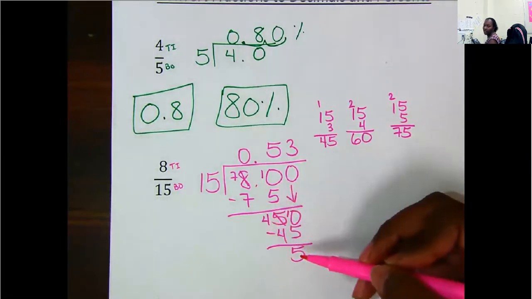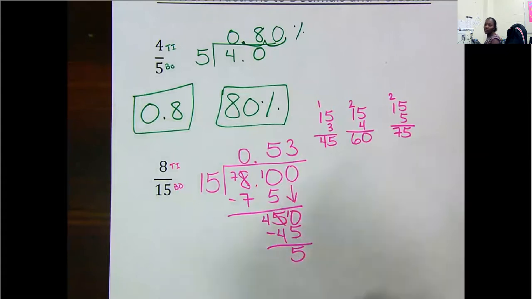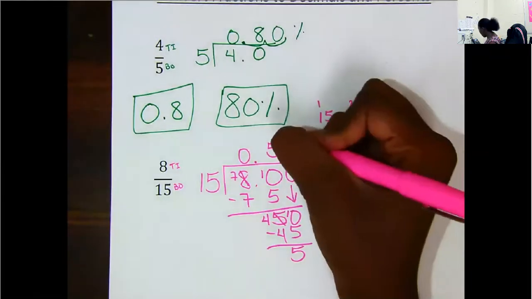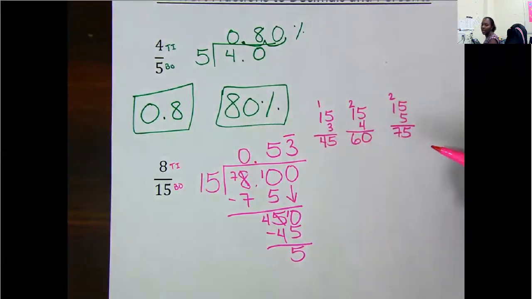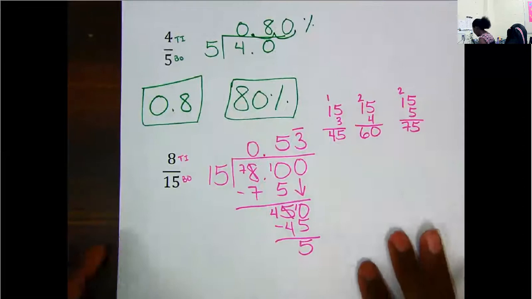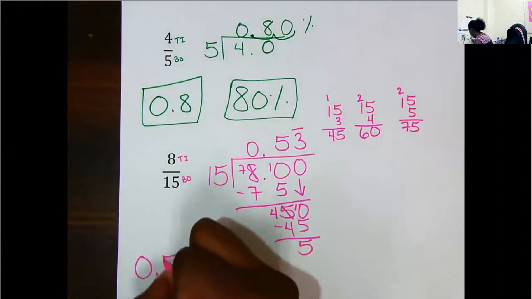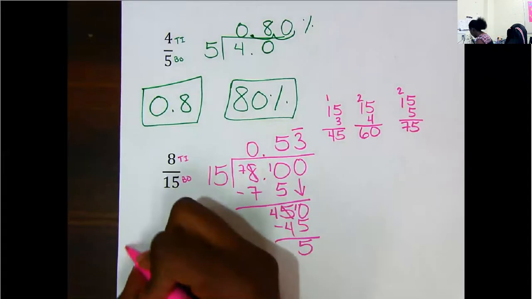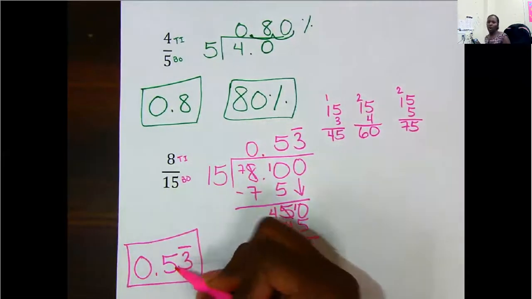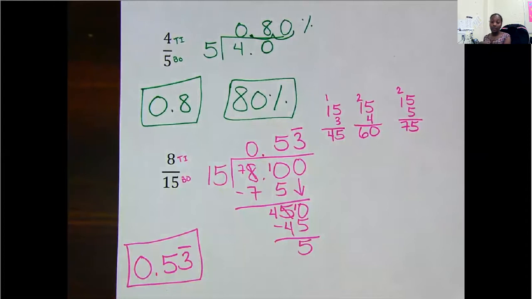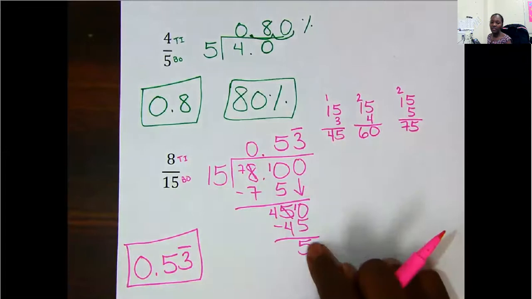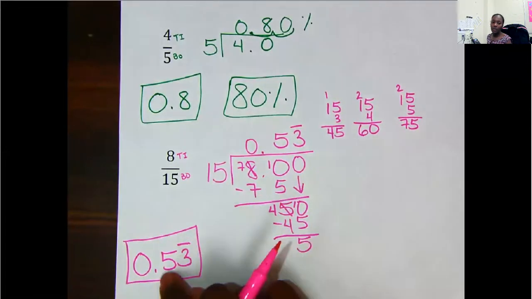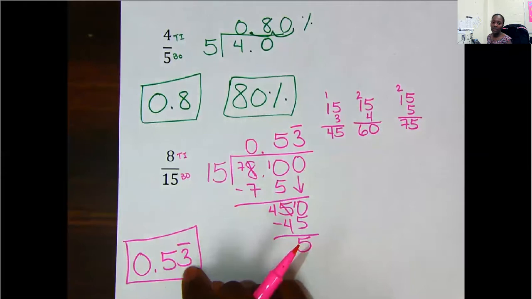When I keep getting the same number as a remainder, that is what's called a repeating decimal. So I'm going to put a bar over the 3 because I'm just going to keep using 3 if I keep dividing like this, okay? So I've answered my decimal part of this question, 0.53 with the bar over the 3. And you might be like, well, miss, why didn't you put the bar over the 5? Well, the 5 is not going to keep repeating. I'm going to keep using 3 on the top because I'm going to keep getting 50 as a remainder. So I only put the bar over the number that's going to be repeating.